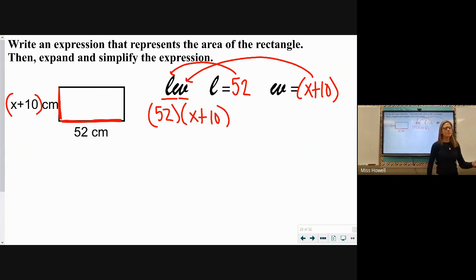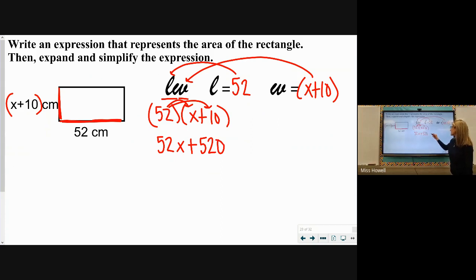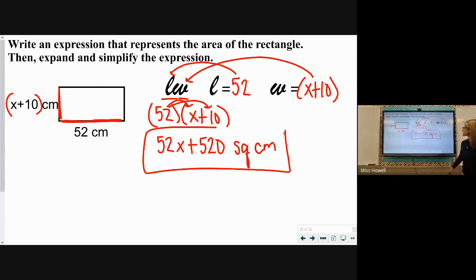All right, get our simplified version by expanding using the distributive property. So 52 times x is a 52x, and 52 times 10 would give us plus 520. And our label here should be square centimeters. Good final simplified expression to represent the area of that particular rectangle.